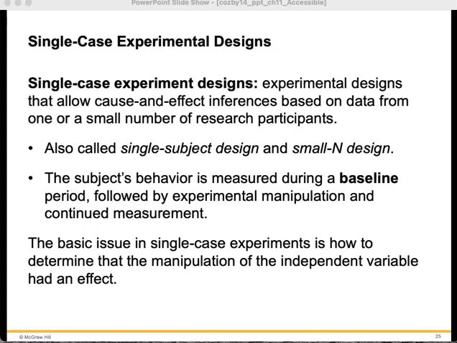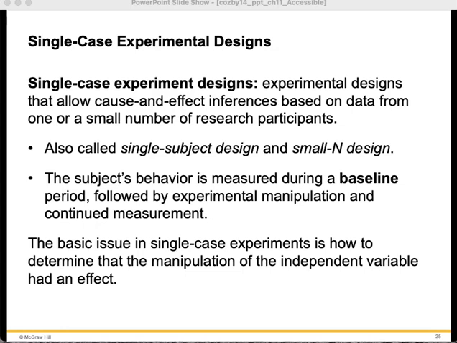Single case experiments were developed from the need to determine whether an experimental manipulation had an effect on a single research participant. In that single case design, the subject's behavior is measured over time during a baseline control period. Then the treatment period follows, in which the experimental manipulation is introduced, and the subject's behavior continues to be observed. So if there is a change in the subject's behavior from baseline to the treatment period, it provides evidence for the effectiveness of the manipulation.